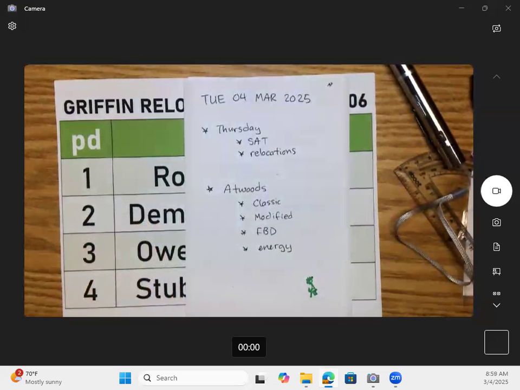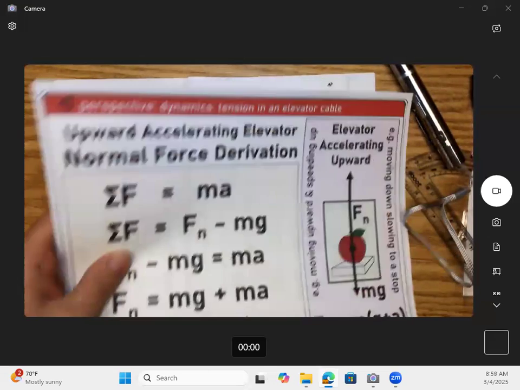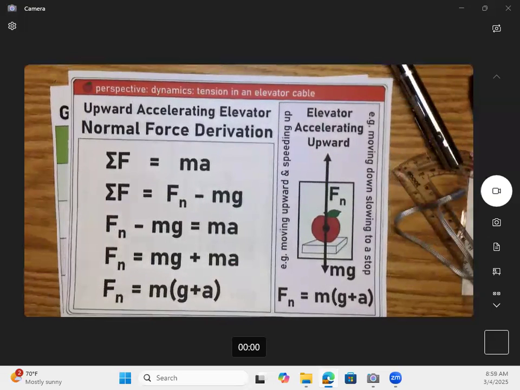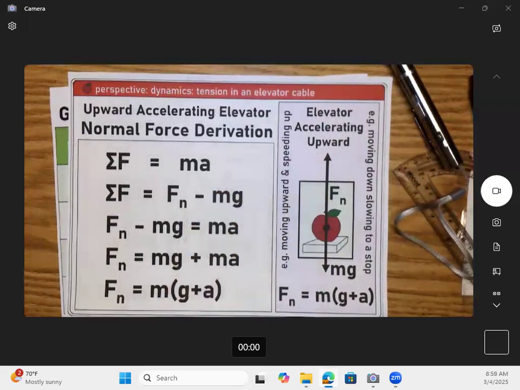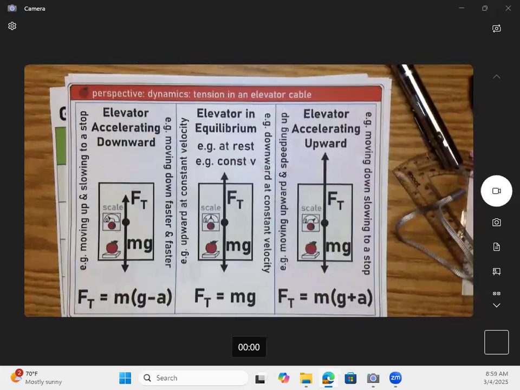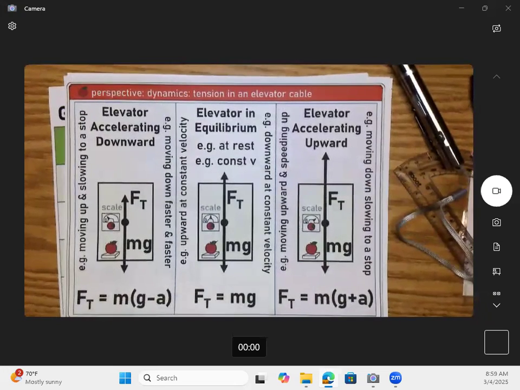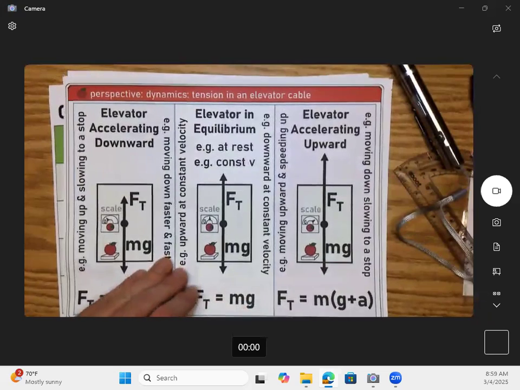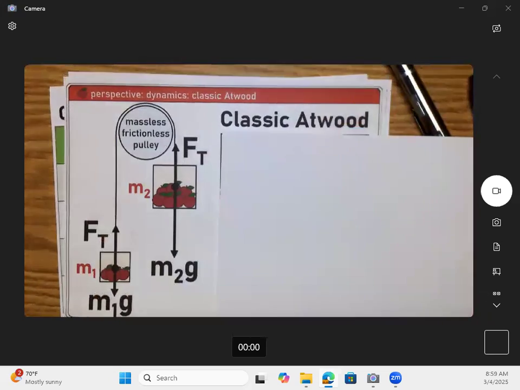Yeah. All right. So you guys get so far. All right. So yesterday, near the end of class, you guys saw this elevator. I had you guys derive this. You remember that you derived this? So what's the normal force on the scale, or this could be the tension in the cable holding it up. Okay. And that's about to be helpful. Here's an elevator either accelerating up, accelerating down, or not accelerating in the middle. That's about to be helpful for these Atwoods.